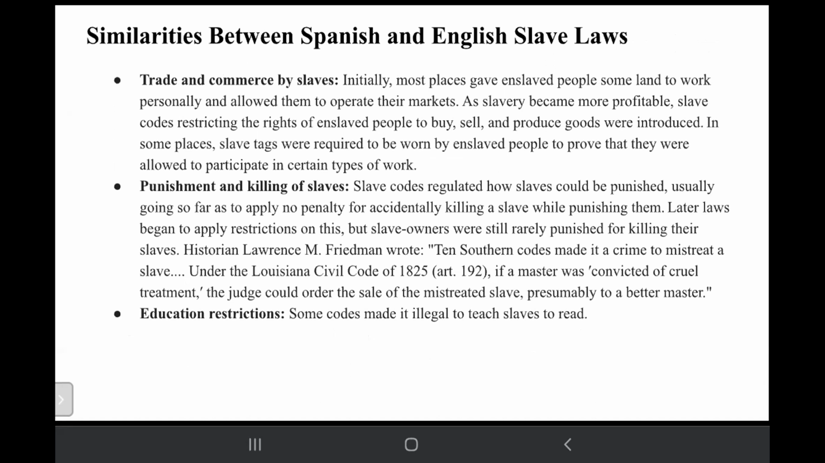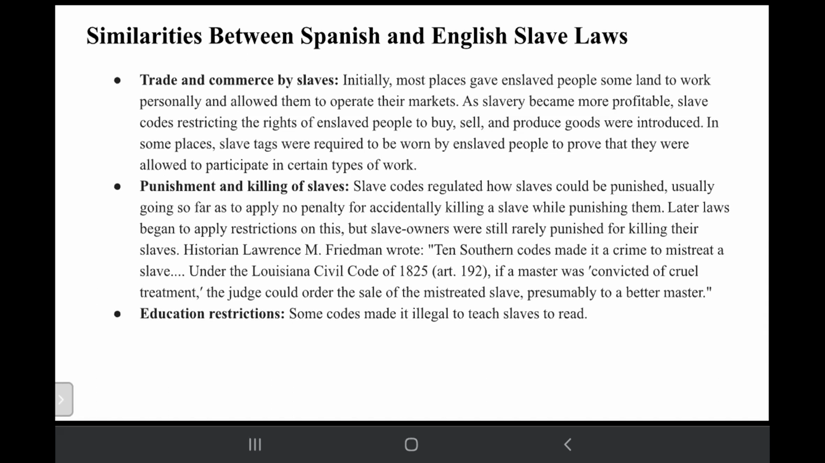Trade and commerce by slaves. Initially, most places gave enslaved people some land to work personally and allowed them to operate their markets. As slavery became more profitable, slave codes restricting the rights of enslaved people to buy, sell, and produce goods were introduced. In some places, slave tags were required to be worn by enslaved people to prove that they were allowed to participate in certain types of work.